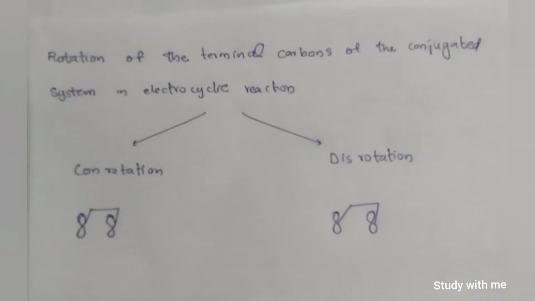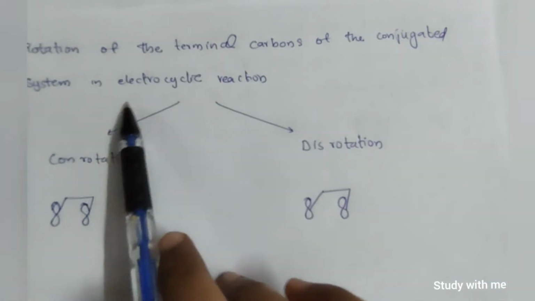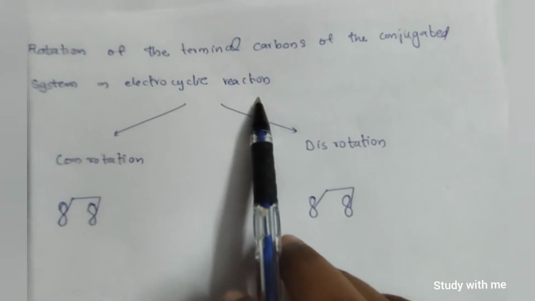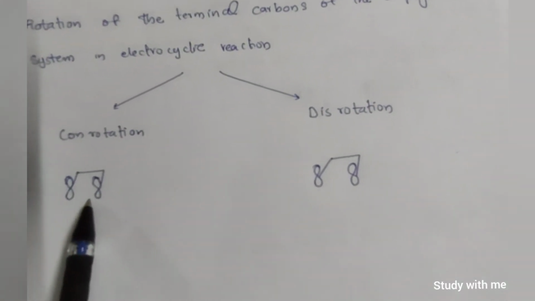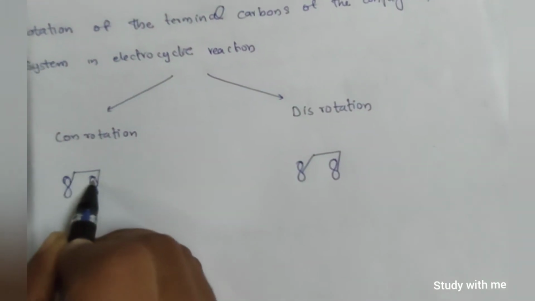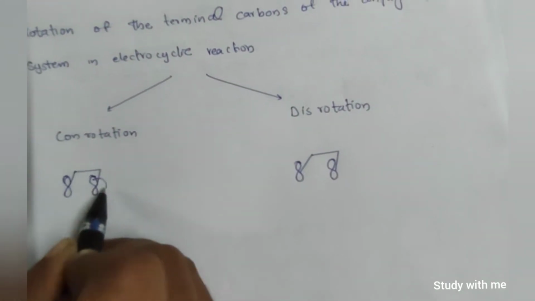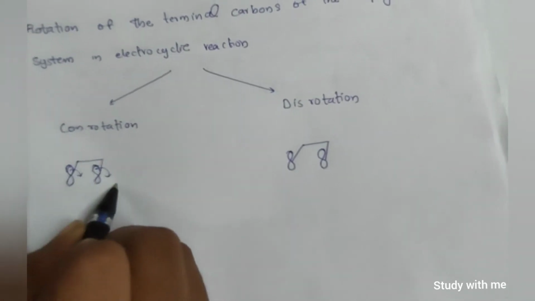Next, we have to know about the rotation of the terminal carbons of the conjugated system in electrocyclic reaction. There are 2 types of rotation. One is the conrotation. Conrotation means this will be rotated to here, and this will also rotate to here. So eventually the 2 of them will rotate to the same side, isn't it? The same side rotation is the conrotation.